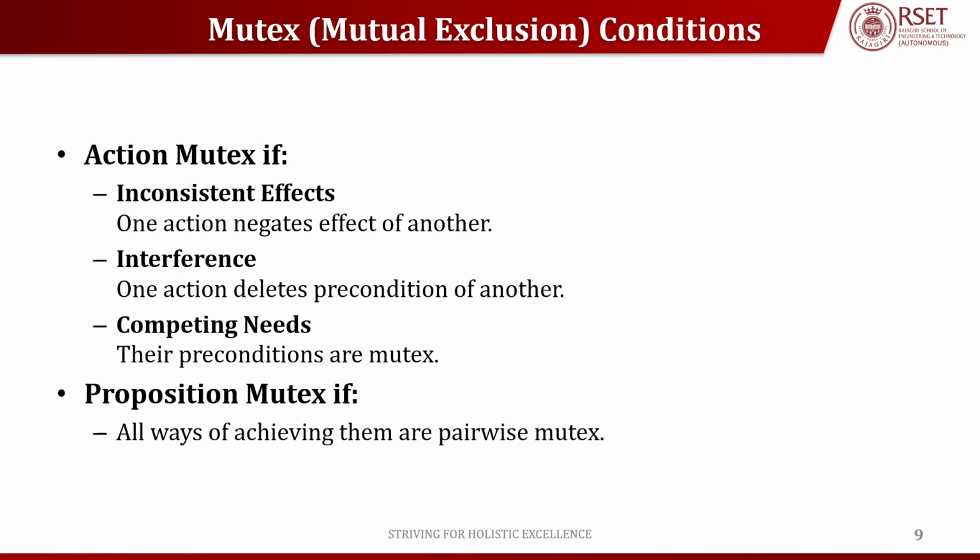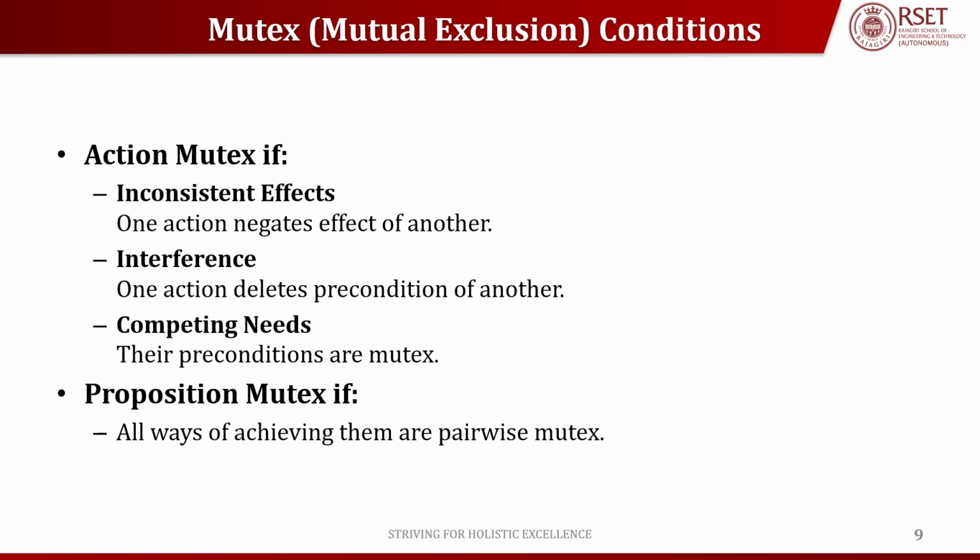And the second one is interference. Again, two actions. Action A is you study in a quiet room, and action B is play loud music. In this case, playing loud music removes the quiet condition which is needed for studying. So you cannot study and play loud music at the same time, right? So they interfere. These are mutex actions.